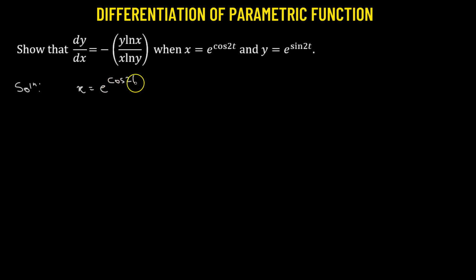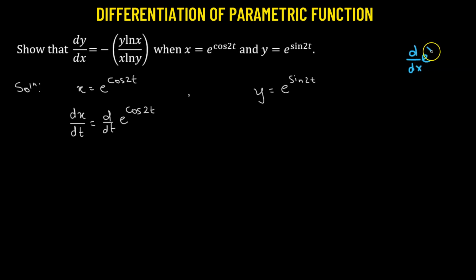cosine of 2t. And we are also being provided with the value of y, which is e raised to the power of sine 2t. So let's take the derivative of x with respect to the parameter t. So this will be equal to taking the derivative with respect to t of the exponential function e raised to the power of cosine 2t. We're going to use the fact that whenever we have the derivative with respect to x of e raised to the power of x, the exponential function, it gives back the original function, which will be e raised to the power of x. So that means our derivative will be e raised to the power of cosine of 2t.